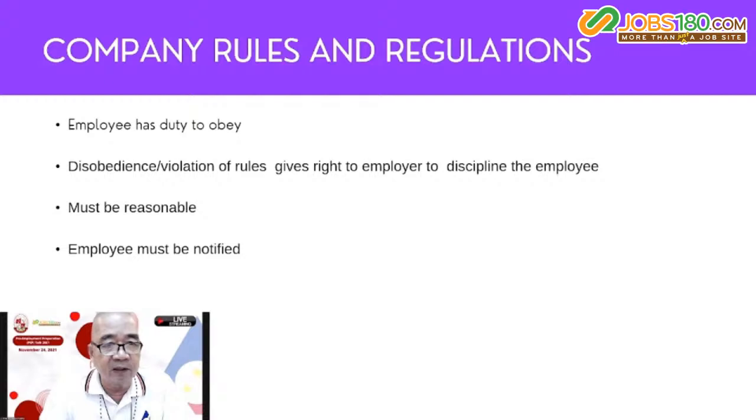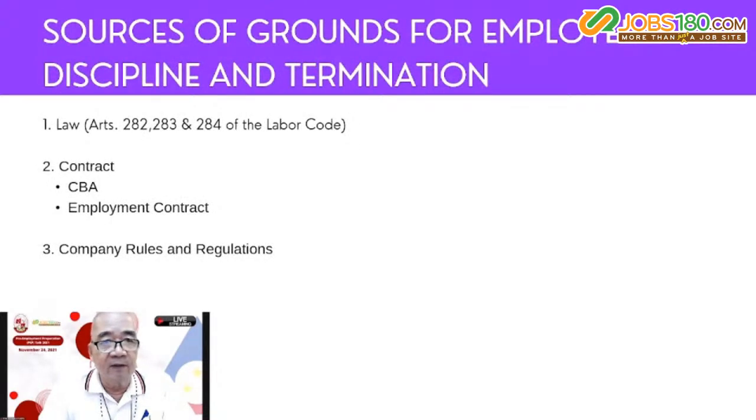And then, it should be reasonable. Baka mamaya na may mercy na lang. Then, the employee should be notified kung ano man yung grounds o nagawang pagkakamali. And then, of course, ang sources po ng mga employee termination or discipline under the Labor Code are Articles 282, 283, and 284. And then it could be based on your contract, kung unionized yan, meron silang CBA, or what we call collective bargaining agreement, and even baka naka-stipulate yun sa iyong kontrata. And then the last is the company rules and regulations.